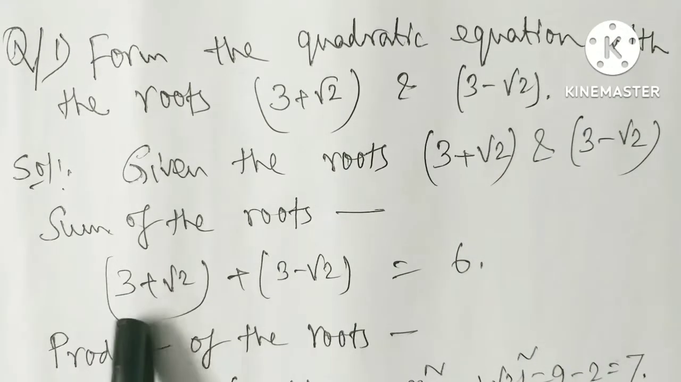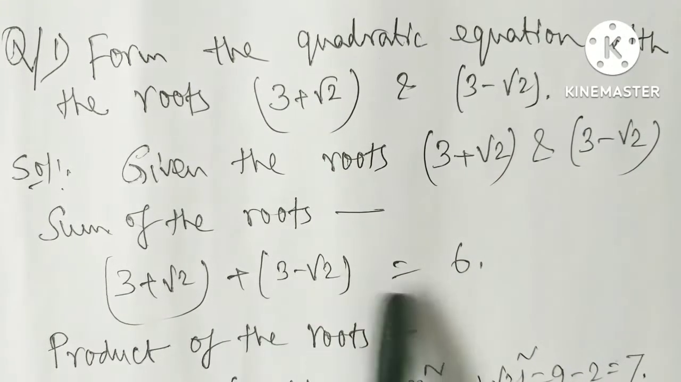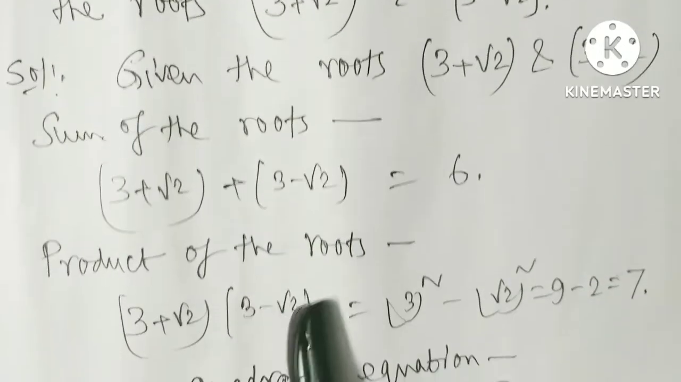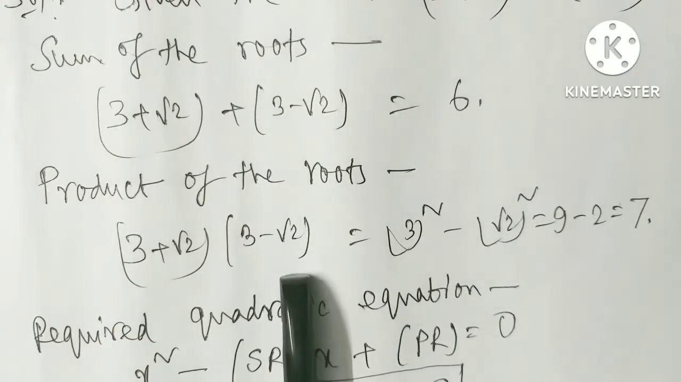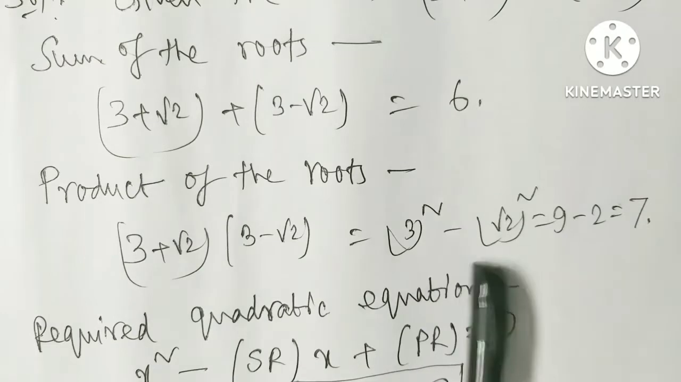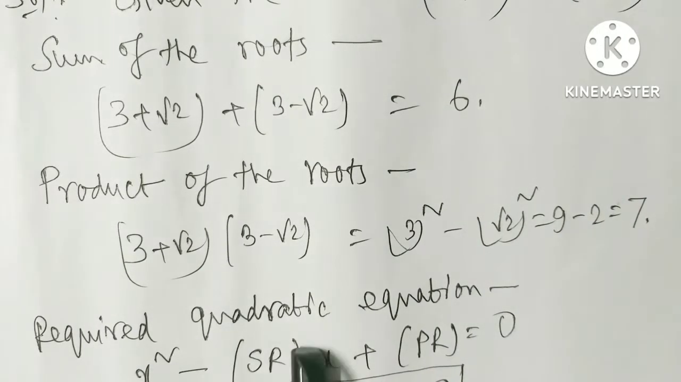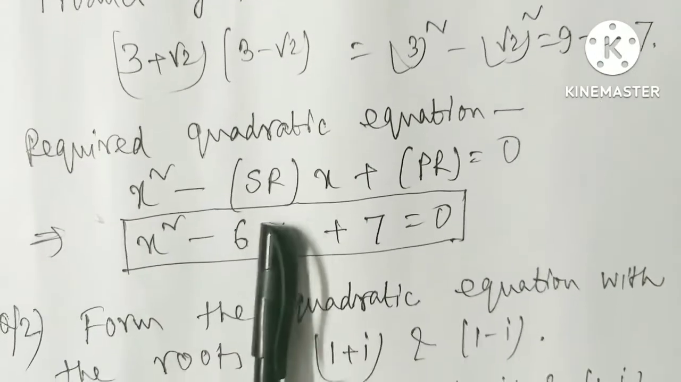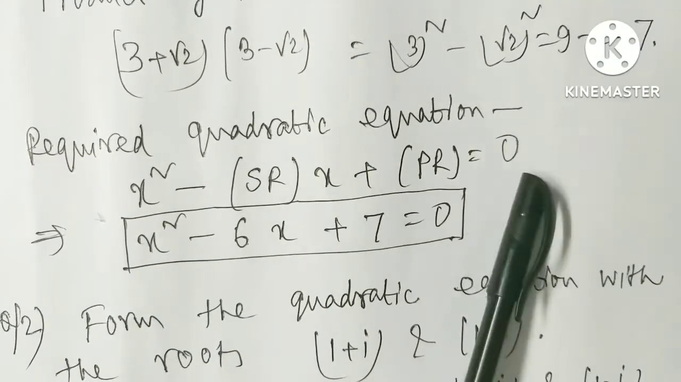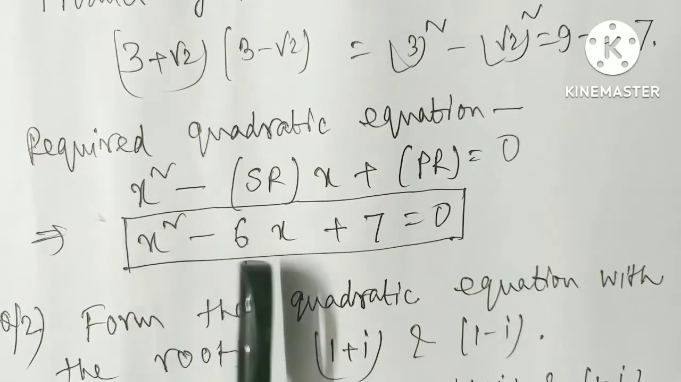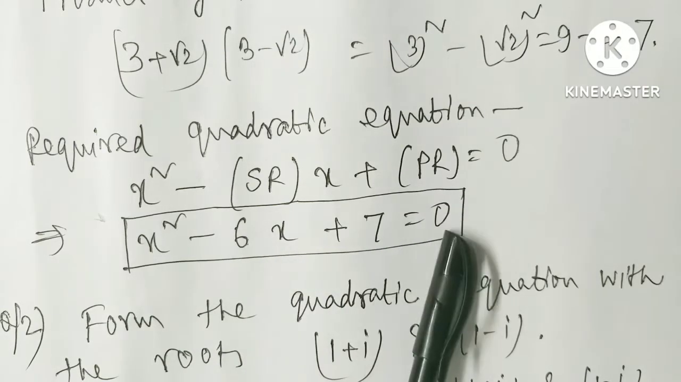Sum of the roots: 3 + √2 + 3 − √2 = 6. And product of the roots: (3 + √2)(3 − √2) = 3² − (√2)² = 9 − 2 = 7. The required quadratic equation is x² − SR x + PR = 0, and this becomes x² − 6x + 7 = 0.